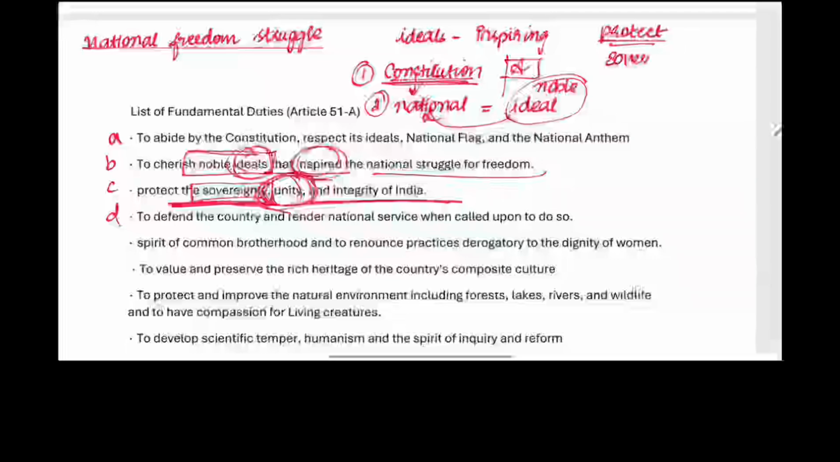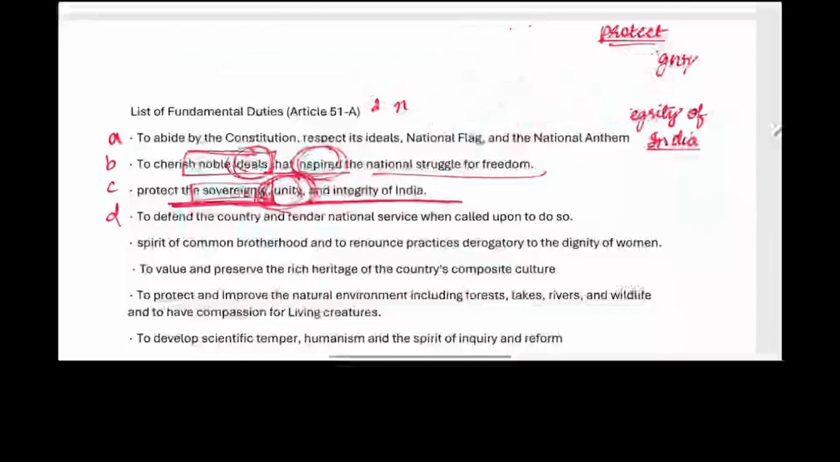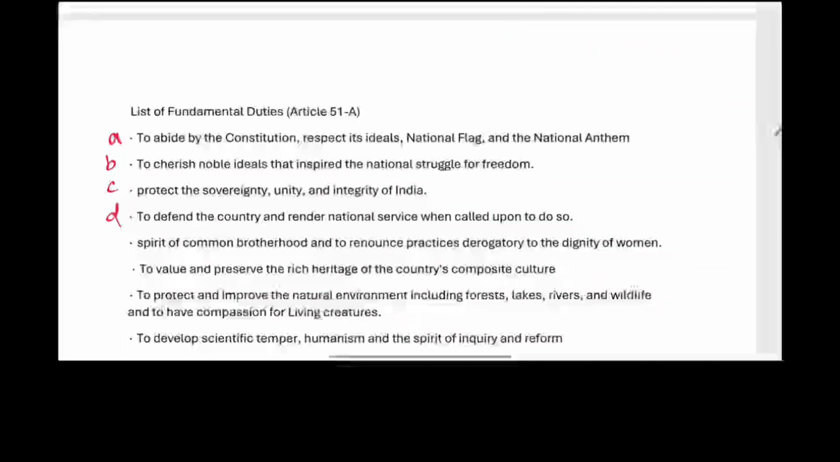So we need to protect the sovereignty, we have unity, and also integrity of India. Sovereignty, unity, and the integrity of India. The first thing is to abide by the Constitution. We are following the Constitution, right? And to respect, we need to give respect to the national flag and anthem, right?